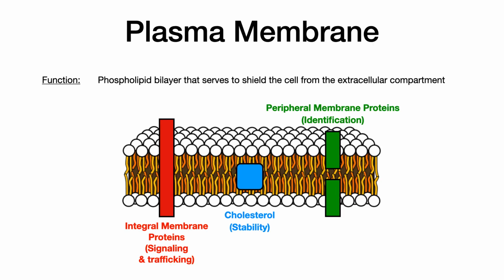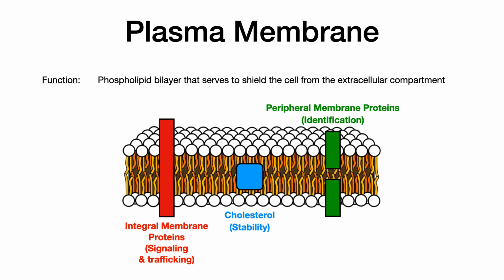So the function of the plasma membrane is that it serves as a phospholipid bilayer to shield the cell from the extracellular compartment. In the plasma membrane, you have various structures, and I've illustrated them in different colors here for your studying pleasure. In red, we see integral membrane proteins. These are things that are responsible for signaling and trafficking. In blue, we see cholesterol. Cholesterol is embedded throughout the plasma membrane, and it serves as a stabilizing force to further reinforce those lipid tails.